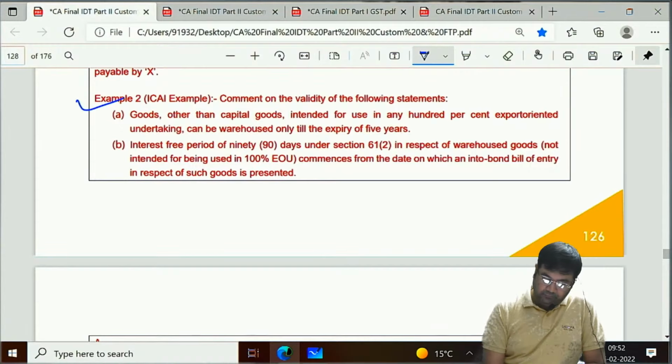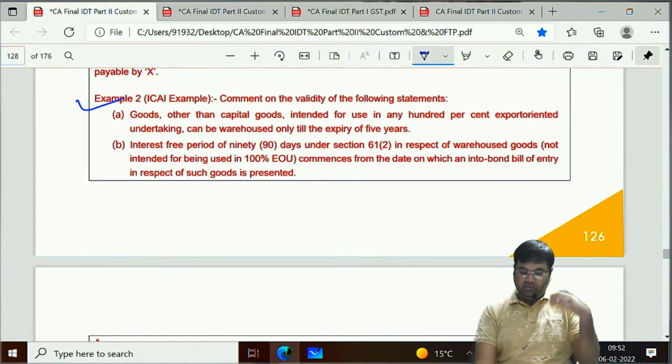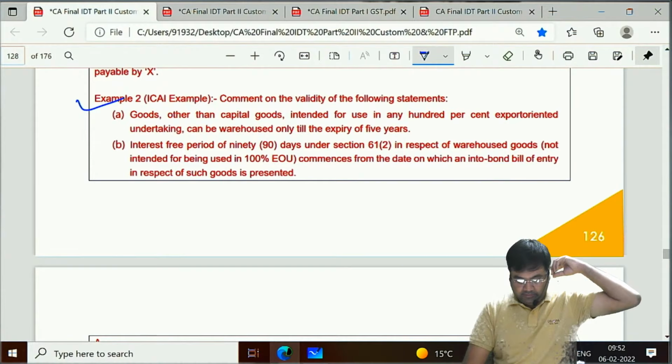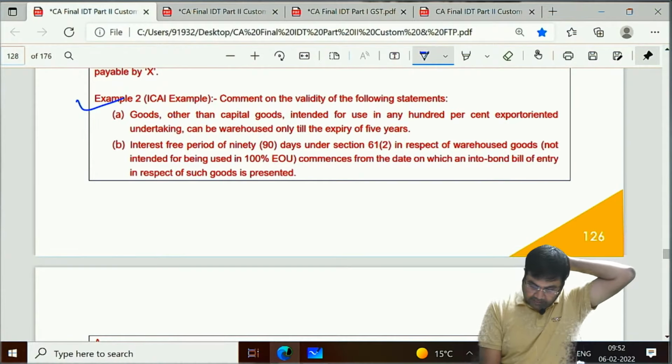Example 2, ICI example again. Comment on the validity of the following statement. Goods other than capital goods intended for the use in any 100% export oriented undertaking can be warehoused only till the expiry of 5 years. Is there any time period?